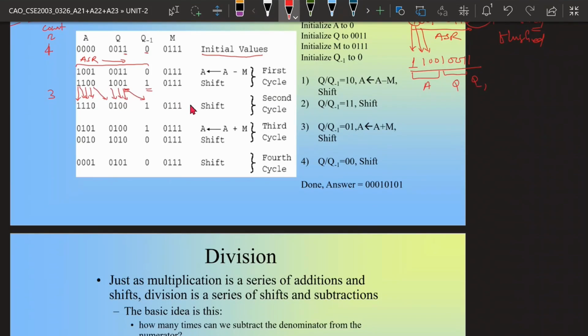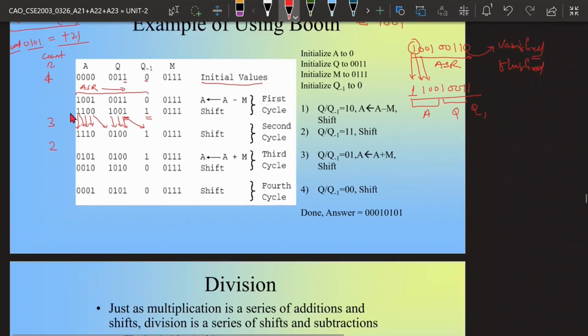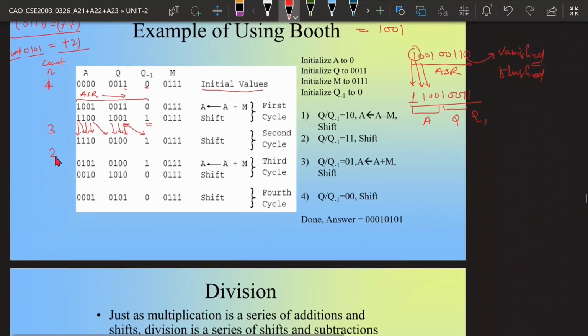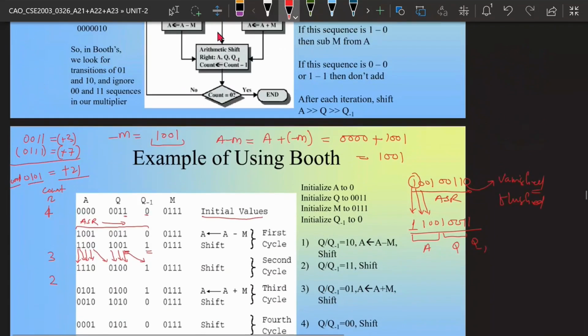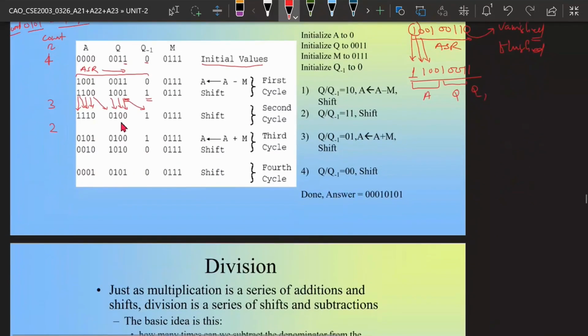This is how the shift will be done. After shifting, we should be checking the count value. It is 3, reduced by 1, so 3 minus 1 is 2. Now the count value is 2. Now we will be checking whether the count value is 0 or not. If it is not 0, we should be moving again to check for Q0 and Q minus 1. So it is 2, it is not 0, so we should be proceeding further to check for Q0 and Q minus 1.